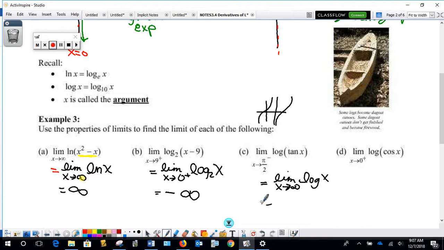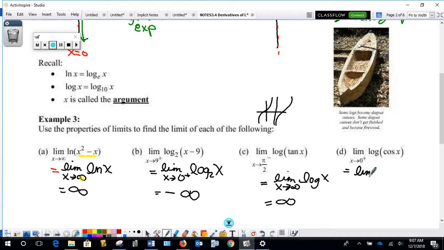And where is log going as x goes to infinity? It's going to infinity. Again, this is the inverse of an exponential growth, so it is always increasing, so it is going to infinity. All right, our last one. The limit as x approaches 0 from the right of log of cosine of x. Where is cosine going? Going to 1.